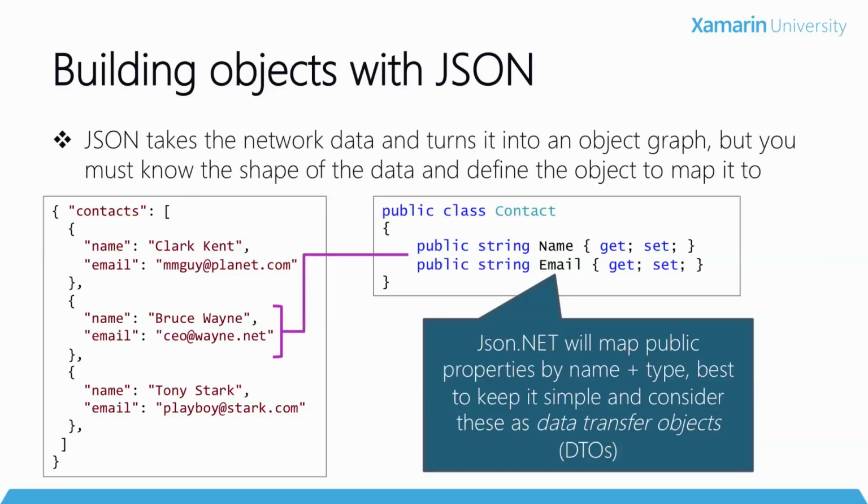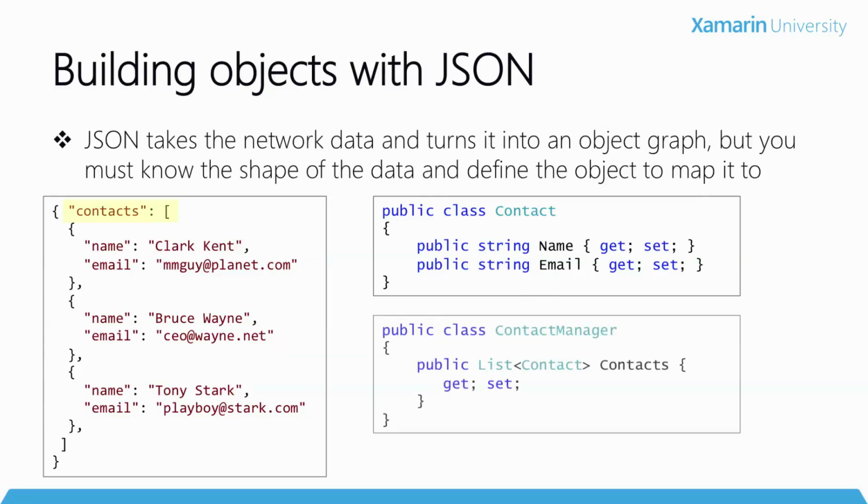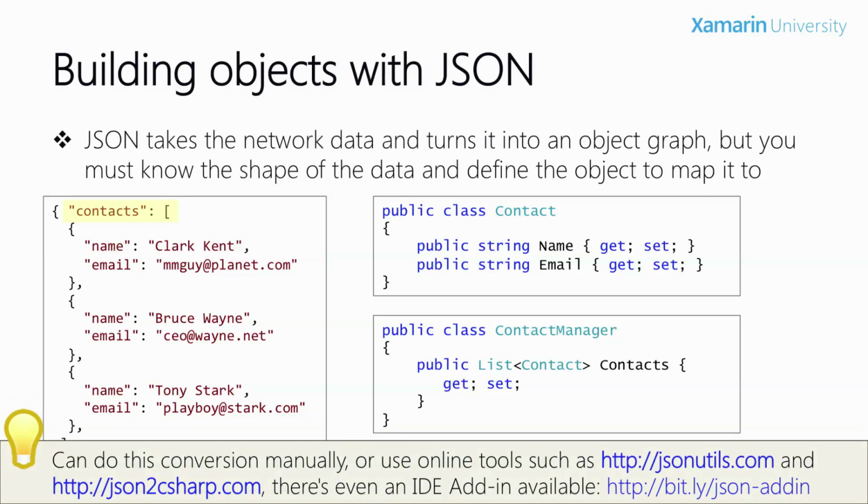JSON.NET maps public properties using the name, generally ignoring the casing. So to map our email and name, we would create a class with two properties using the same names with types which can hold the data, in this case strings. We would then also need a class to hold the array itself, which has the name contacts, since that's what JSON.NET will be looking for. You can, of course, do this conversion on your own given a sample of the data, but there are a few nice online tools which will do this translation for you. Here you can see two such tools to look at after the video.